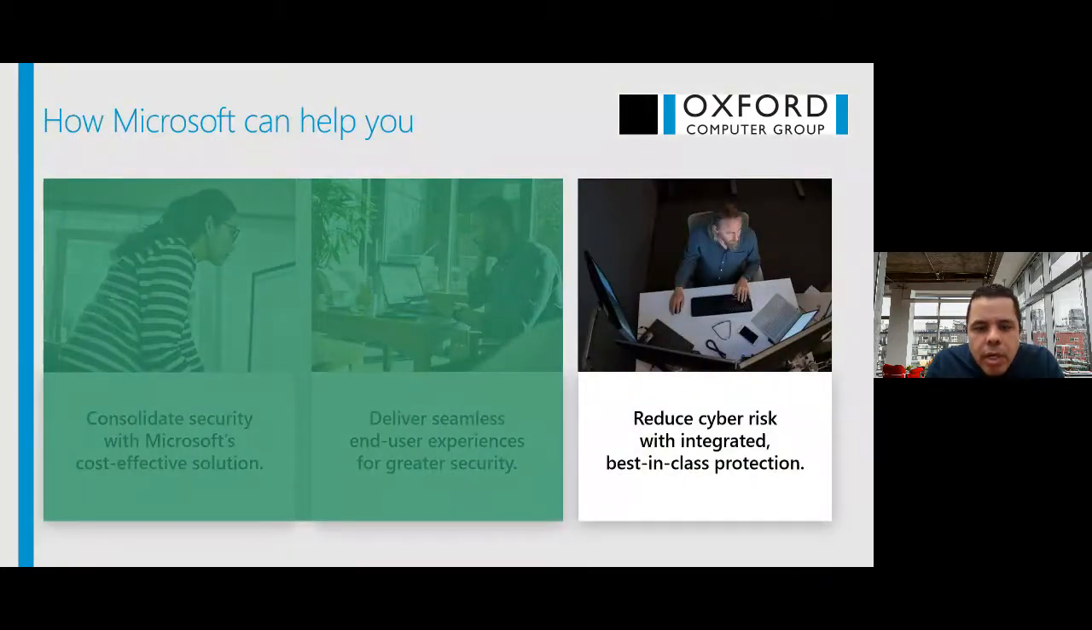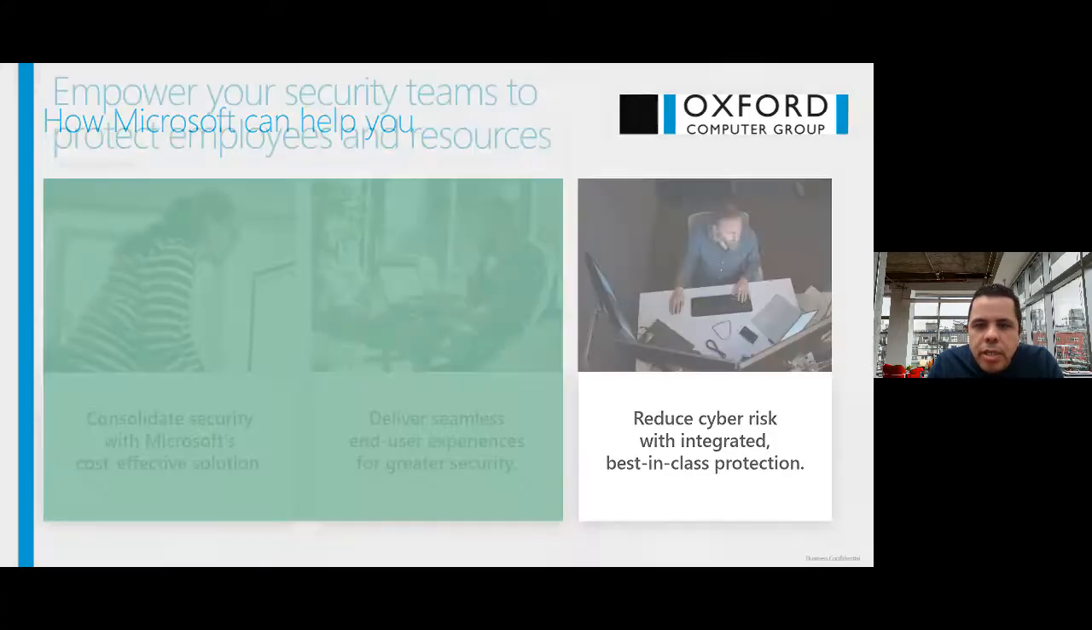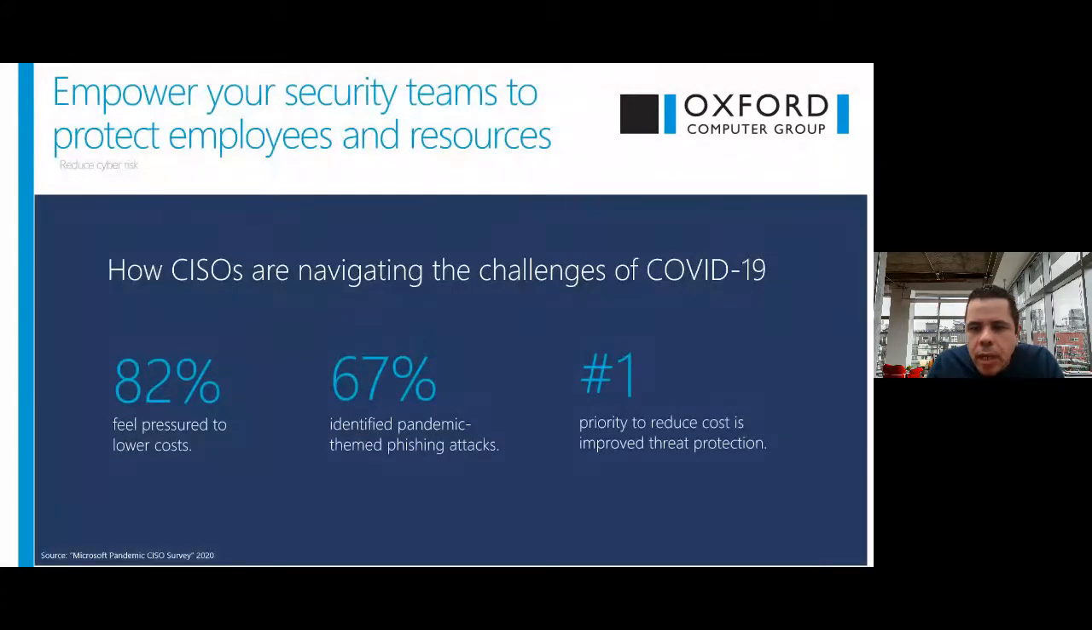Finally, our third area is we're going to look at reducing cyber risk with integrated best-in-class protection. And before we dive into how we can do that, again, we recognize that it's a complex landscape that we all live in now with security. The times have changed, and there's significant pressures on security teams to quickly adapt to the new remote work situation, but also defend against new threats.